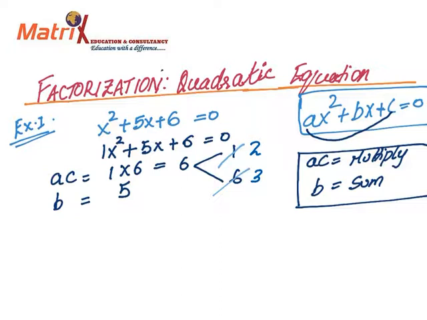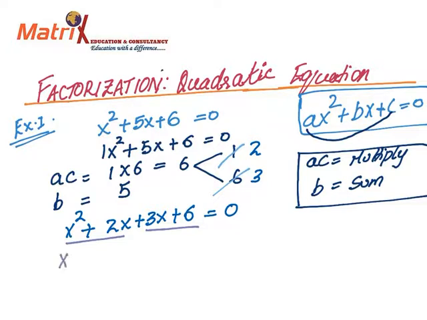Now, what do we do with these numbers? We'll write x squared as it is, and I'm going to split this middle term. We always split the middle term by the numbers or the factors we have on this side. So x squared plus 2x plus 3x plus 6 equal to 0. Now, I am going to combine the like terms. This one term together, this one term together. I take out the common x from here and I can rewrite as x plus 2.